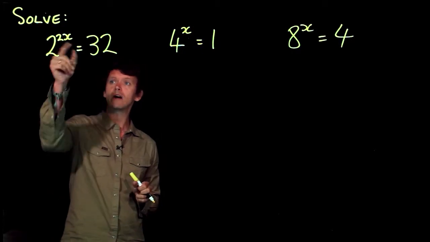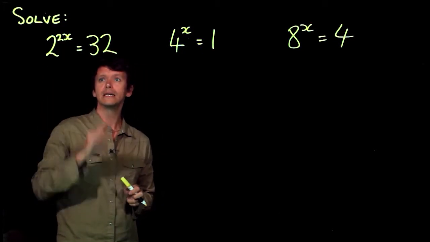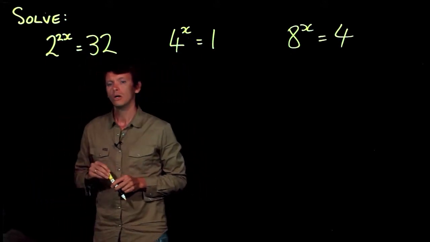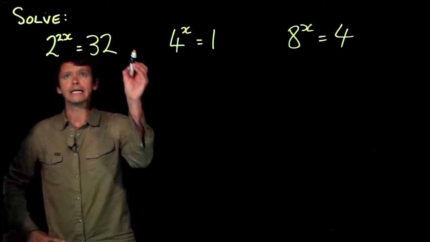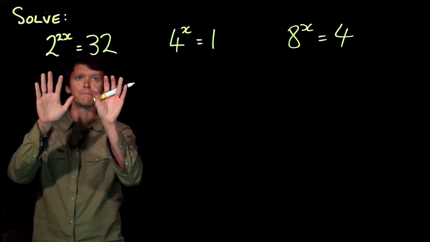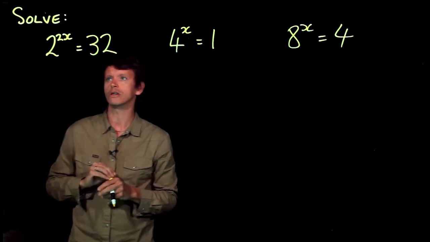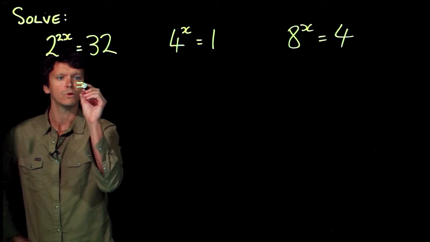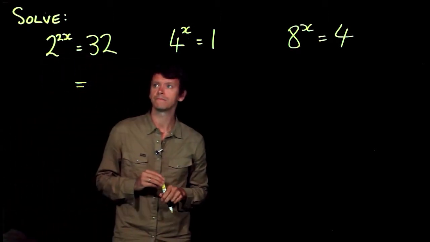We've got 2 raised to the power of 2x equals 32. How would we approach that? Well, the key to these is usually to put both sides of the equation into the same base, because then you have something that you can compare. So in order to do that, you need to be quite familiar with powers of simple numbers.